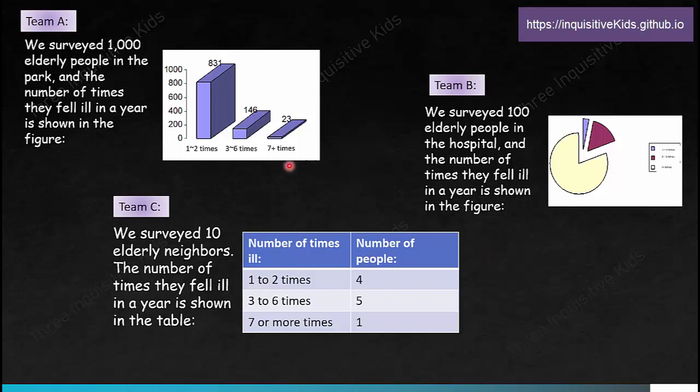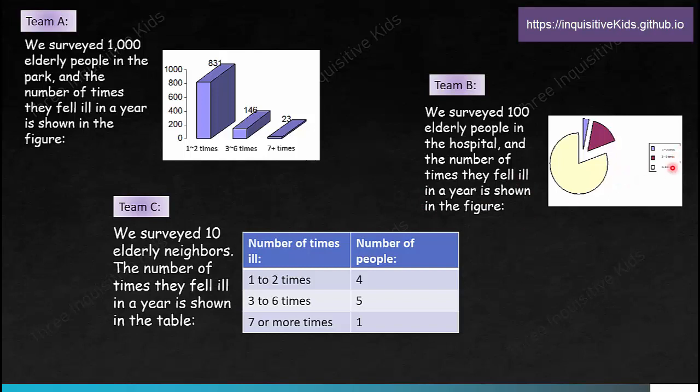And as you can see, there is a bar chart over here. 1 to 2 times were the most people. 3 to 6 times were not as much, 5 times smaller in fact, and 7 or more times was only 23 people. Team B. We surveyed 100 elderly people in the hospital, and the number of times they fell ill in a year is shown in the figure.